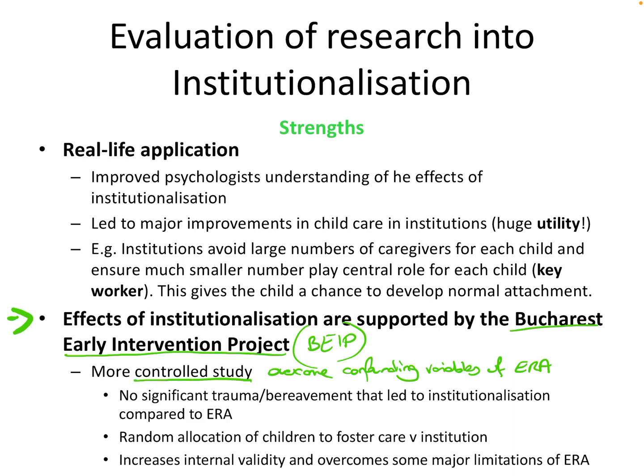Like the Romanian orphans, there was no significant trauma or bereavement that led to institutionalisation. And in this case, there was random allocation of children to the conditions. This wasn't decided by the parents, this was decided by the researchers. And so this helps to minimise participant variables.